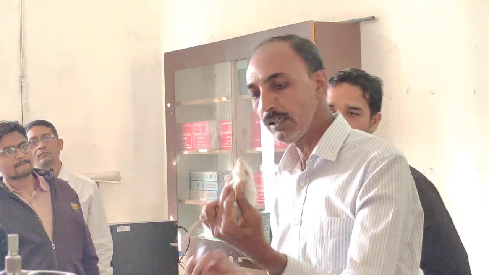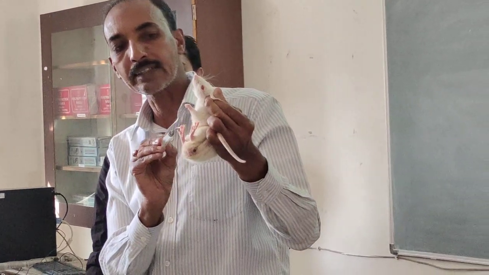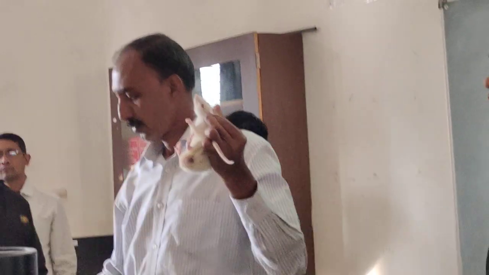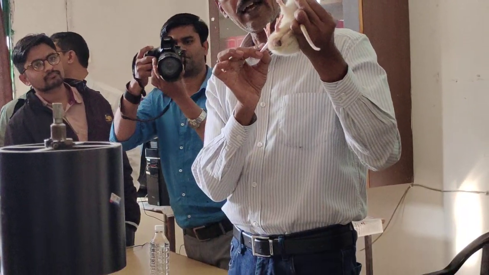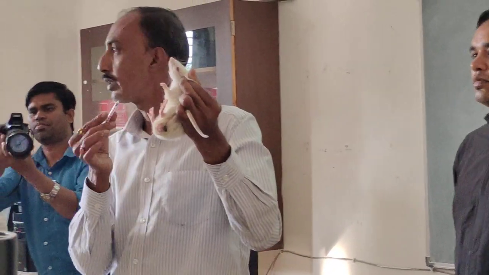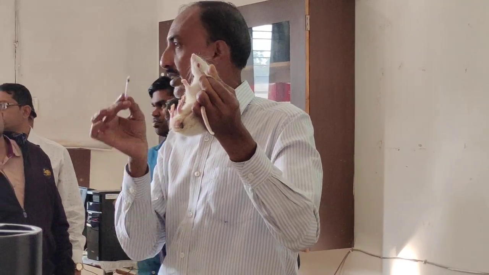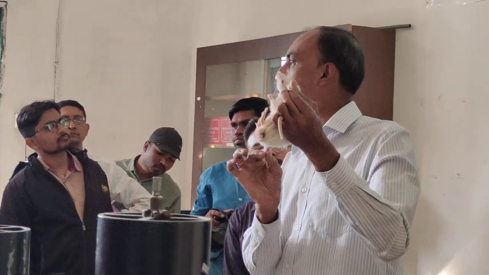If we go for the intraperitoneal route, this is the intraperitoneal region. This is the 1 ml syringe. The drug will be loaded here and it will be pricked into this region and injected. This is the holding, this is the oral feeding, and this one is intraperitoneal.